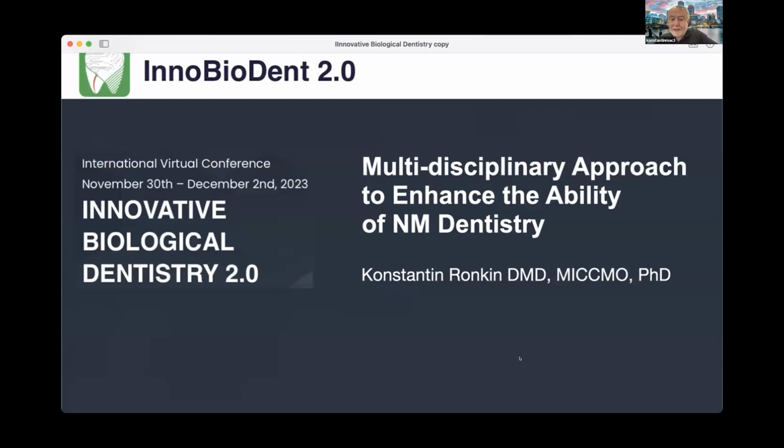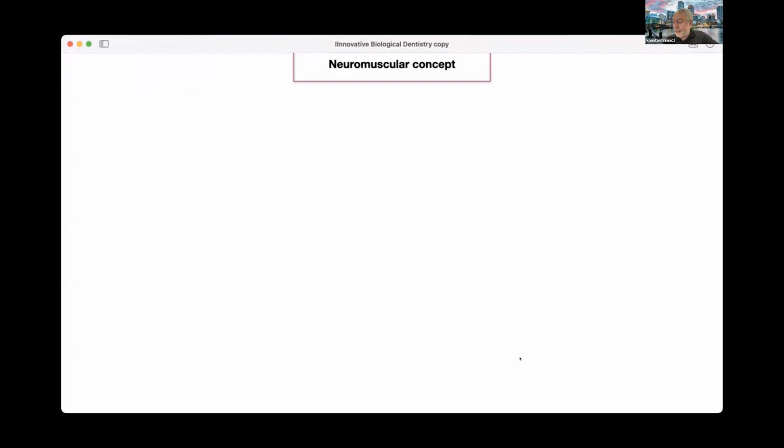Like we said, it's a multidisciplinary approach to enhance the ability of neuromuscular dentistry. I don't know how many of the audience are familiar with this concept of neuromuscular dentistry, but let me just tell what the neuromuscular concept means in dentistry. For those of you who are not familiar with this concept at all, I will explain that when we're talking about neuromuscular dentistry, we mean that it is based on three main components.